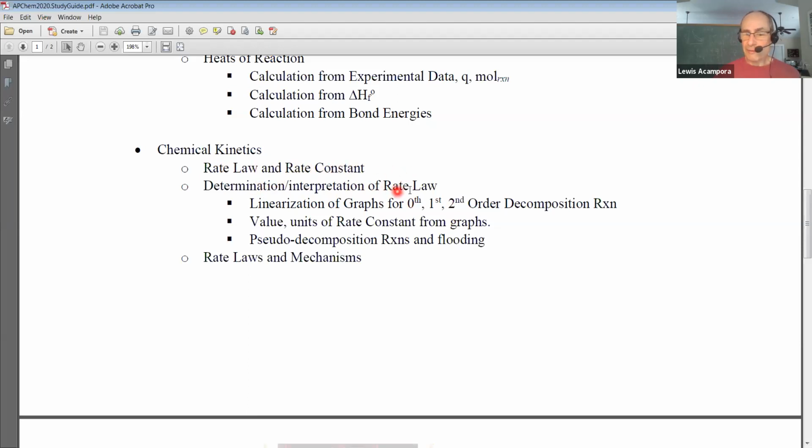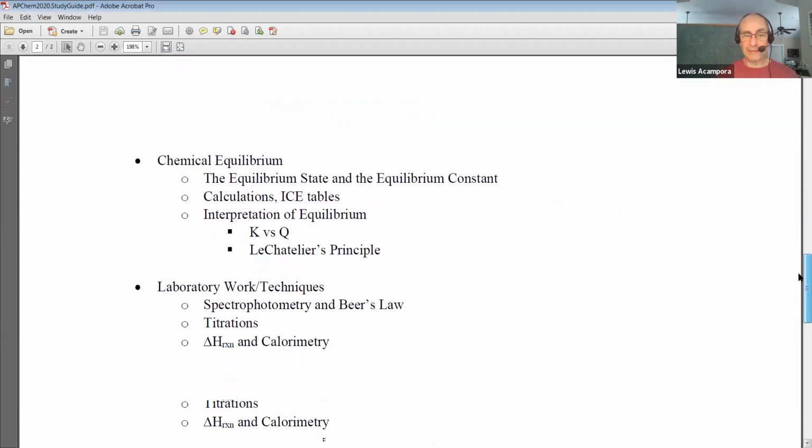Be able to determine and interpret what the rate law is, and that especially is a linearization of graphs for 0th, 1st, 2nd order decomposition reactions. Be able to look at a graph and interpret what the order of the reaction is, and then to be able to pull off the value of the rate constant and the reaction rate from those graphs and from the slopes of those lines, and understand how you can turn any reaction into a pseudo decomposition reaction by having a large excess of all the other reactants. And then how does the rate law relate to the mechanisms? And again, there's a nice video that goes over some sample problems.